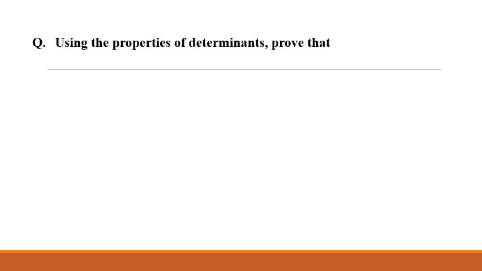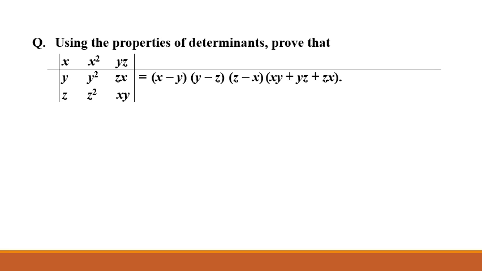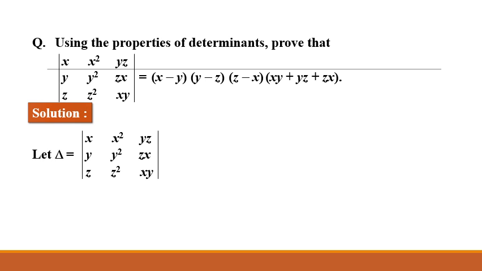Next example, using the properties of determinants, prove that the determinant with rows x square, yz; y square, zx; z square, xy is equal to (x minus y)(y minus z)(z minus x) into (xy plus yz plus zx). So again consider the LHS. In the RHS, the first element we require is x minus y, the second element is y minus z. So we apply the operations row wise.